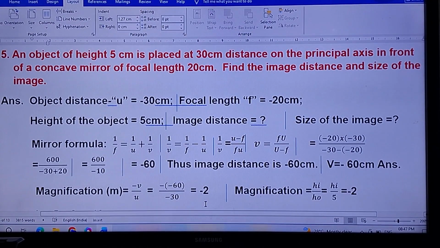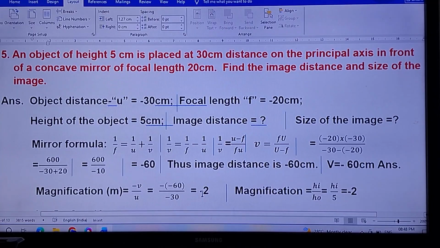Sorry, children, but the problem asks us to find the size of the image. Magnification has two formulas, children. One is magnification is equal to minus v by u, and another is magnification is equal to h i by h o, where h i means height of image and h o means height of the object. To get this magnification value, we took v and u and found out the magnification.